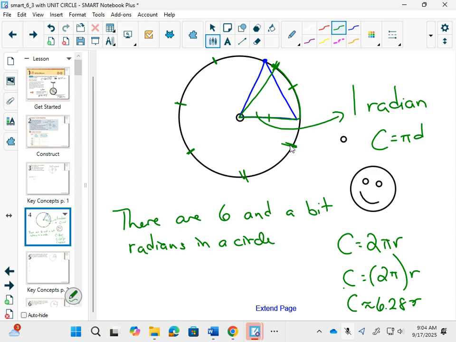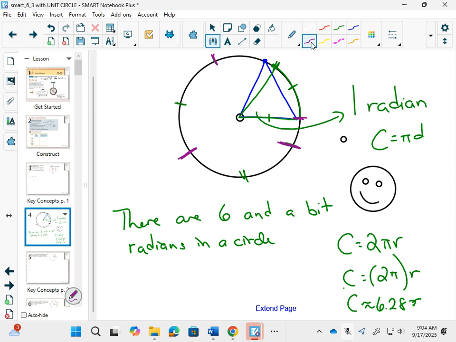And this is actually where, oh, I'm going to get off topic, I'm sorry. This is where the discovery or the search for pi began. People realized that no matter how big or how small you make a circle, if you count diameters, which that would be 1 diameter, 2 diameters, 3 diameters, it was always 3 and a bit diameters.